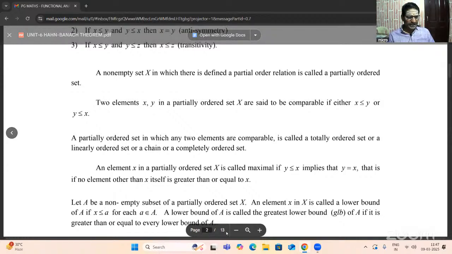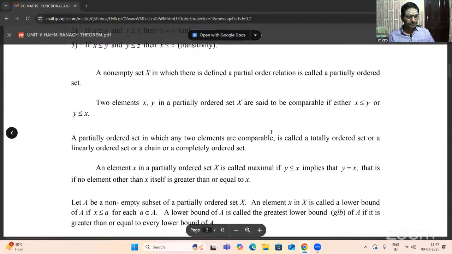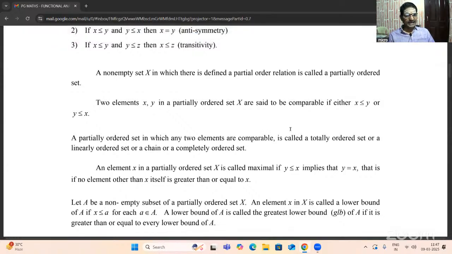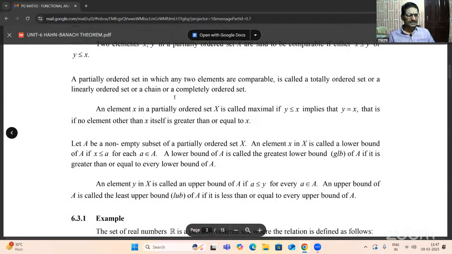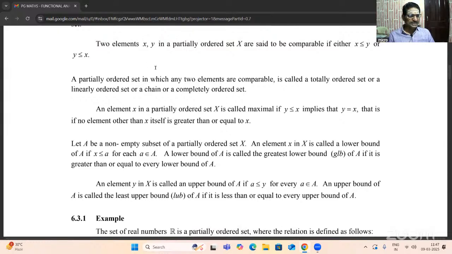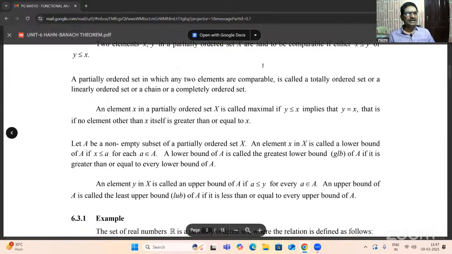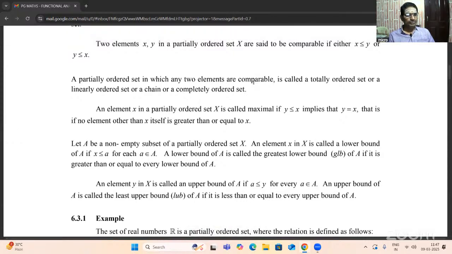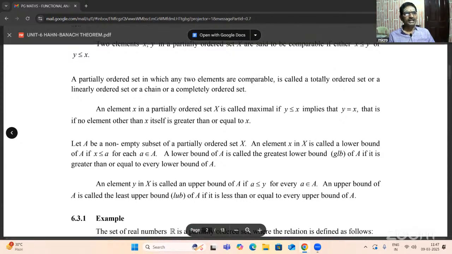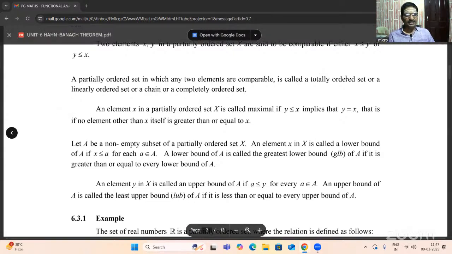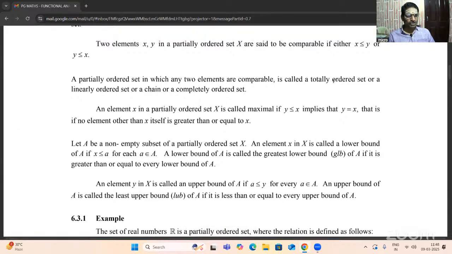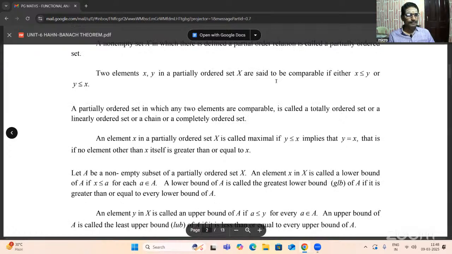Okay. Now, according to this one, those elements are comparable if either x is less than or equal to y, or y is less than or equal to x. So, a partially ordered set in which any two elements are comparable, is called a totally ordered set, or a chain, or a linearly ordered set. So, to define a chain or totally ordered set: any two elements are comparable.